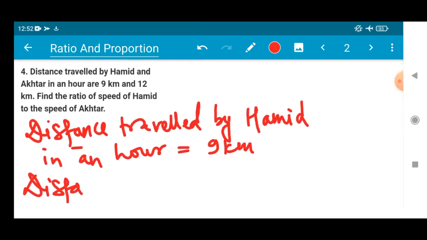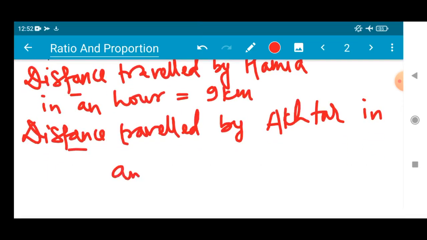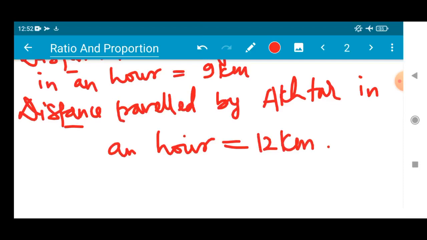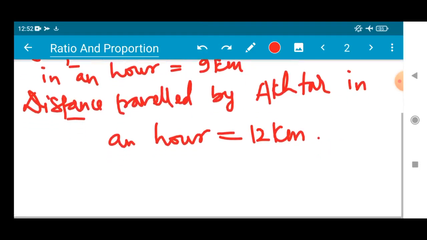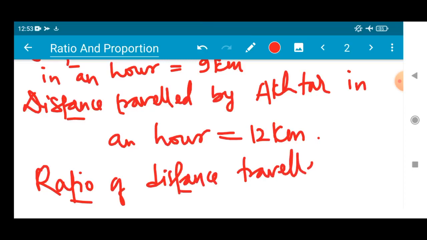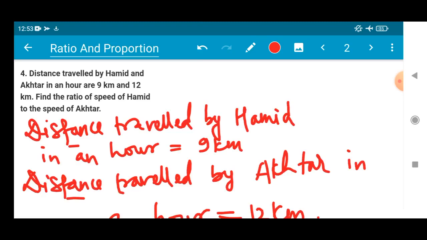Similarly, distance traveled by Akhtar in an hour is equal to 12 km. Now we have to find the ratio between these two numbers. So ratio of distance traveled by, we don't have to find the ratio of the distance, we have to find the ratio of speed. Here there is a trick.